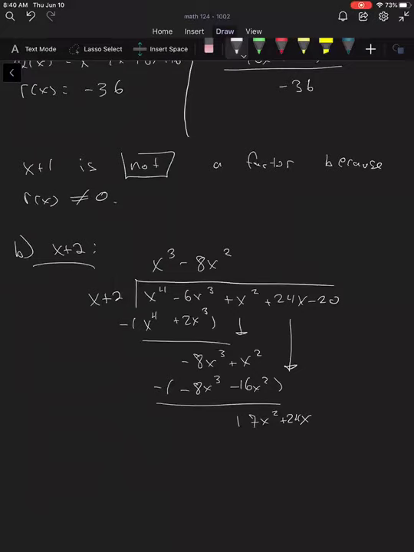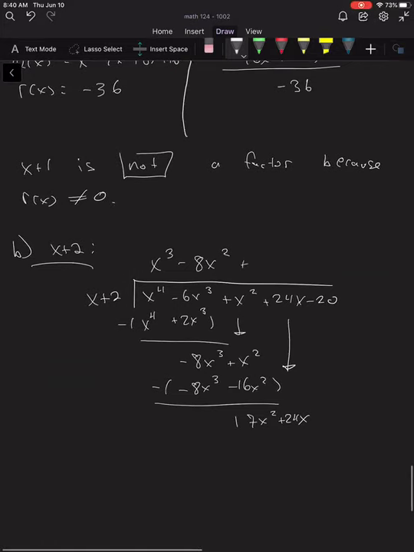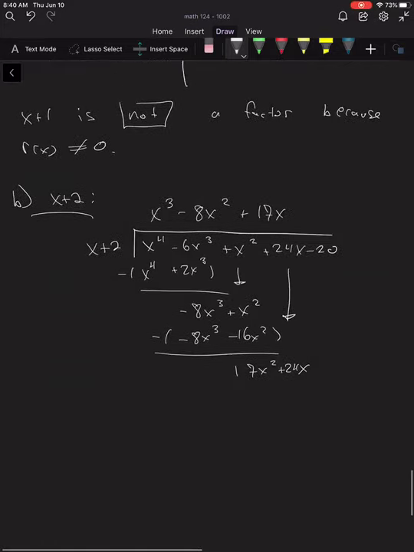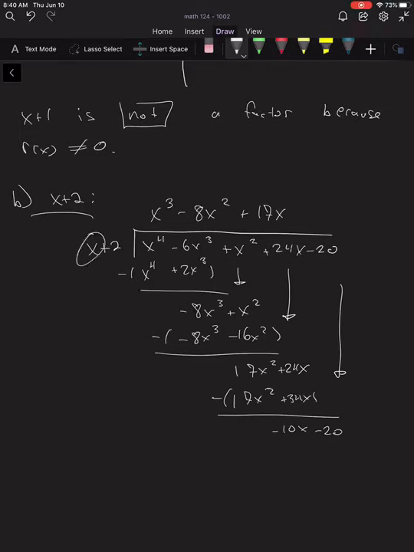Okay, so x has to multiply by what to turn into 17x squared? That's going to be 17x. So we get 17x squared, and then 17x times 2 is 34x. Subtract these. Then we get minus 10x left over, bring down the minus 20. So then what do we need to multiply x by to turn into minus 10x? That's just going to be minus 10. Okay, so minus 10 times x is minus 10x. Minus 10 times 2 is minus 20. When we subtract these, we get 0.